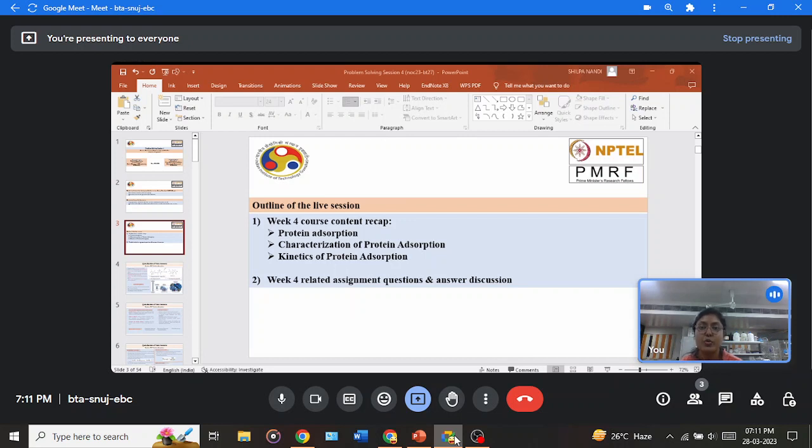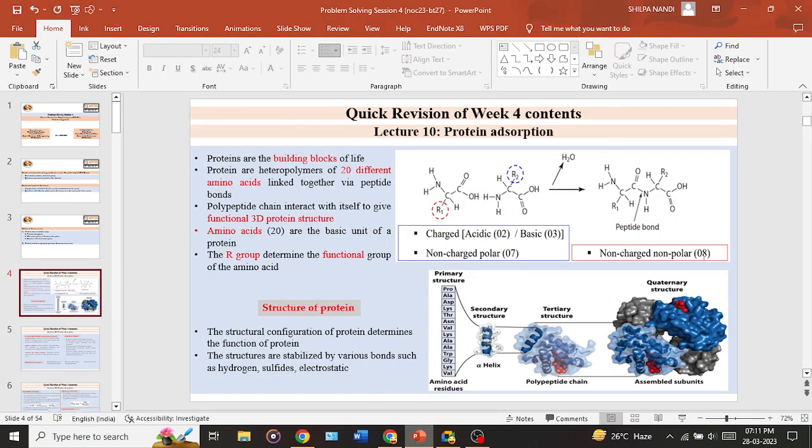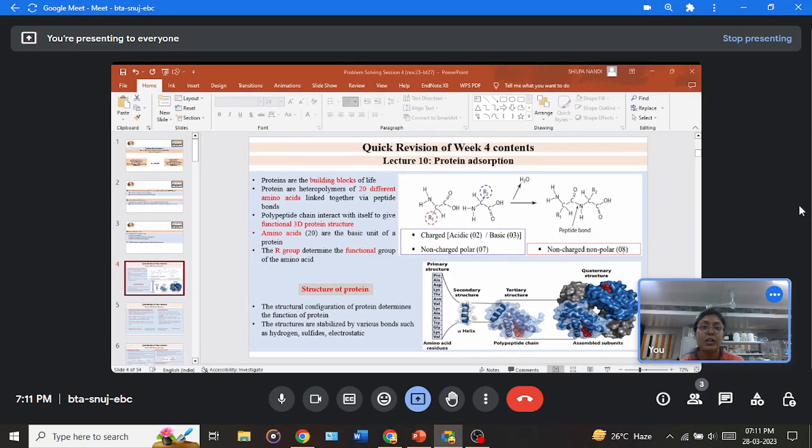So let's move on with the week 4 course content recap, which first of all includes lecture number 10, that is protein adsorption. In this lecture, we went through what a protein basically is. Proteins are the building blocks of life, and they are heteropolymers of 20 different amino acids which are linked together via a peptide bond.